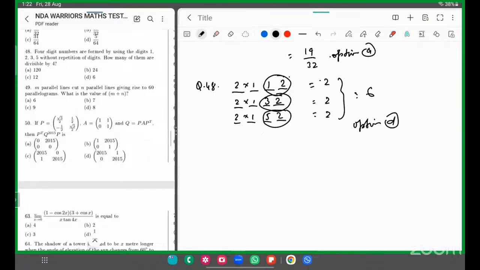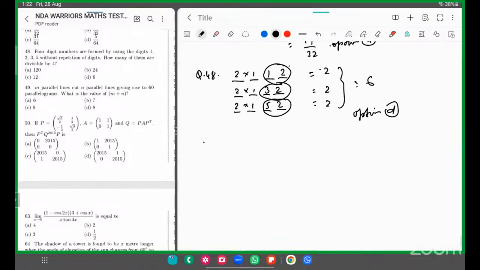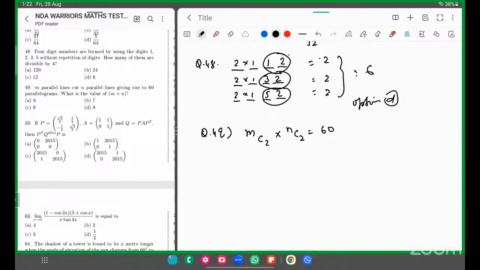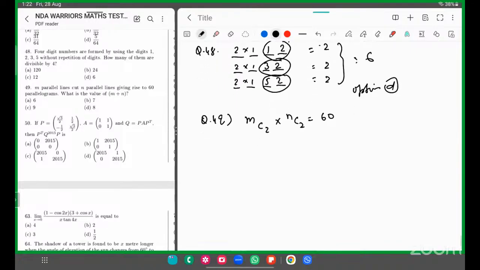M parallel curtain giving rise to 60 parallel vertical. Okay. Question number 49. There is a formula for parallelograms: take 2 lines out of m parallel lines and 2 out of n. The total number of parallelograms is given as 60. We need the value of m plus n.